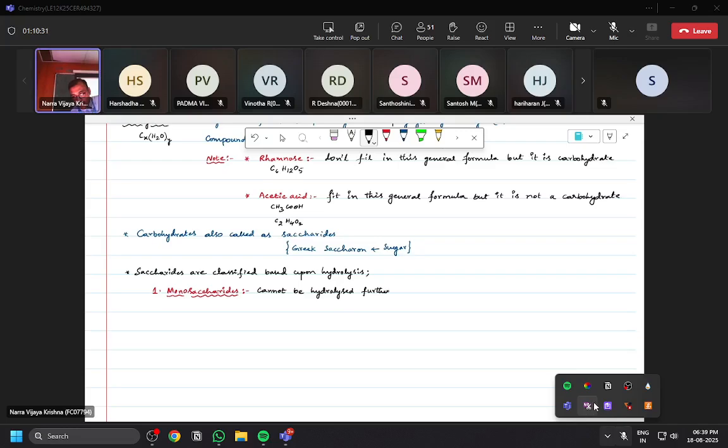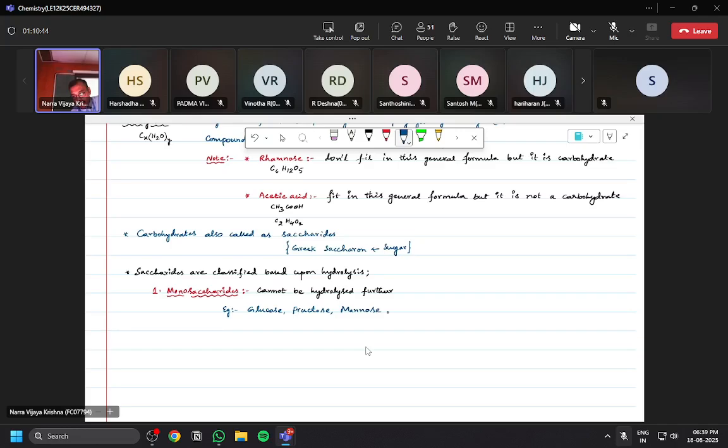Examples: glucose, fructose, mannose, galactose, etc. Approximately 20 monosaccharides are known. They do not undergo hydrolysis, so we call them monosaccharides.